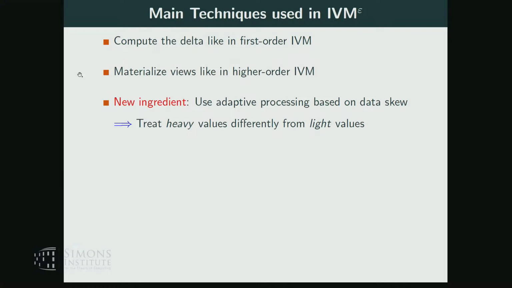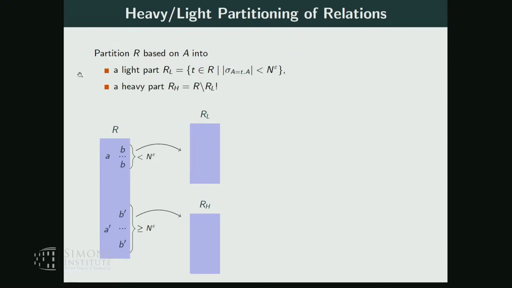But there is a new ingredient, which is basically adaptive processing based on data skew. So we have to treat the heavy values differently from light values in order to achieve that. Effectively, before, you've seen that there are specialized algorithms for the sparse domain and for the dense domain. Now we have to somehow put them under the same roof. So let's see how this proceeds.